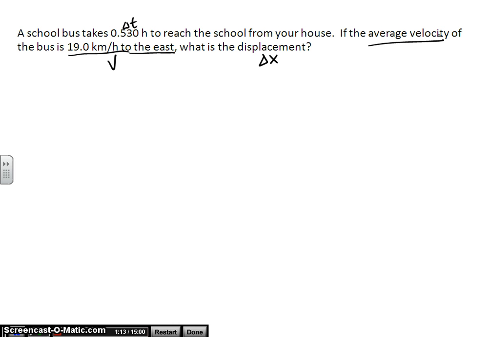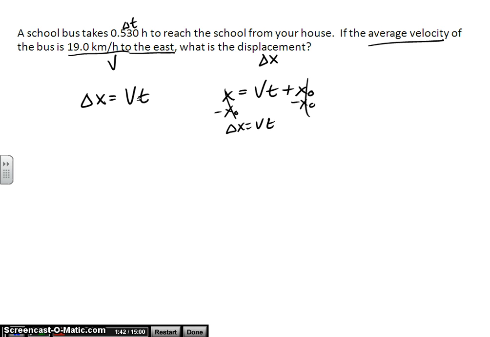You should recognize from your equation sheet or your notes that we do have this equation. Delta x equals vt. That equation will work. Remember, that is also the same equation as final position equals velocity times time plus initial position. We just subtracted the initial position from both sides to get delta x.